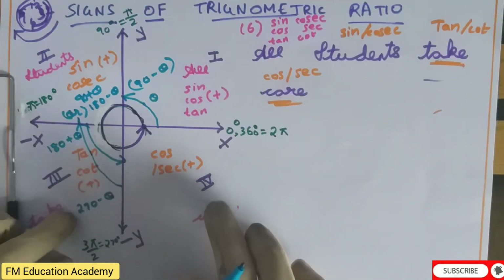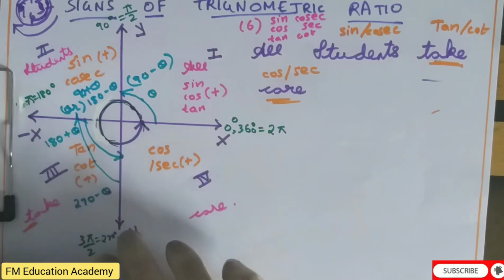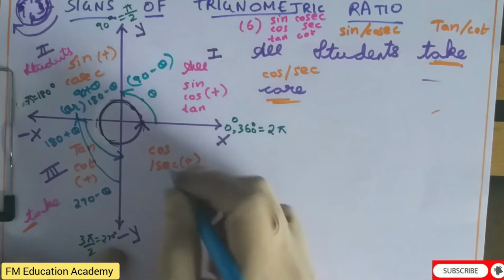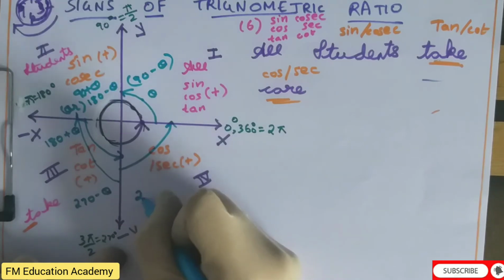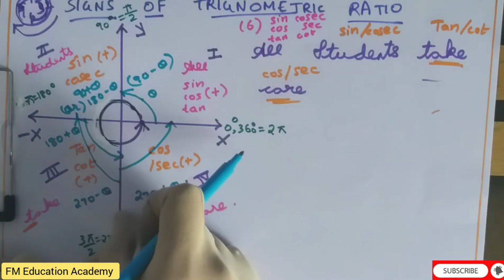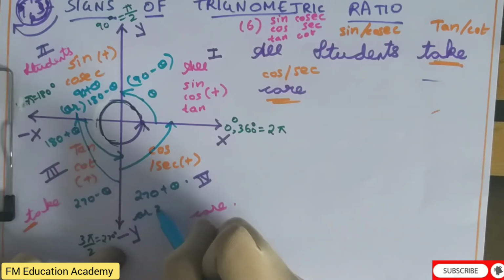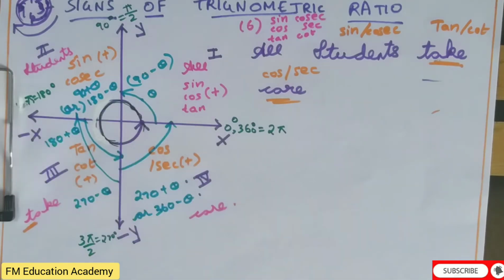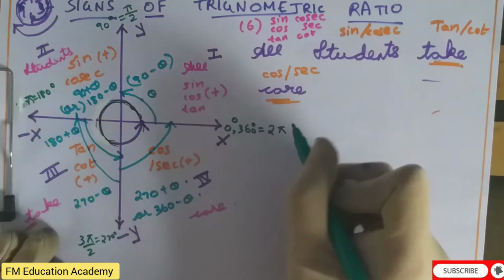What about the fourth quadrant? In the fourth quadrant, if I want to go from 270 to 360, I can write this as 270 plus theta. Or if I want to come from 360 to 270, I can write this as 360 minus theta. So I hope you are clear with this. Now we will apply sine, cos, tan, cot. Now let us suppose that we have sine.